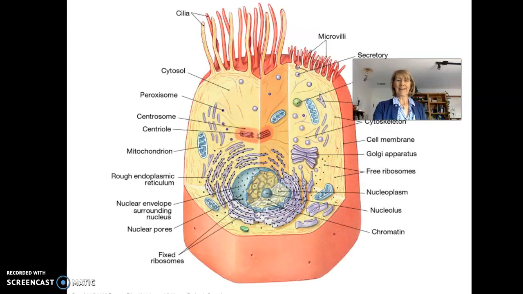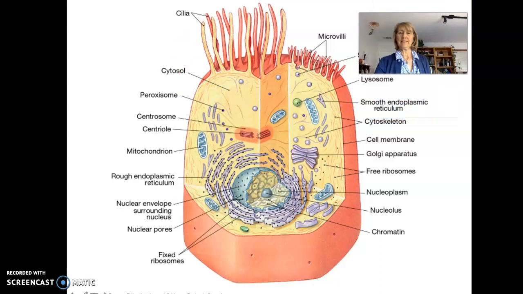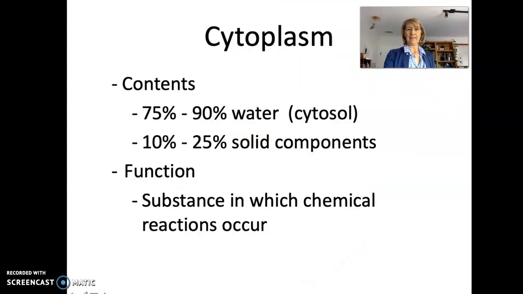So here's Joe's cell again with all its different little organelles that are not living on their own, because the cell level is what living is actually determined as. Okay, so the contents of that cytoplasm are mostly water, right? 75 to 90% water in the cytosol. And the rest are going to be those solid components. So what's the function? Well, really it's where all the chemical reactions are occurring. So it's just a fluid interior where chemistry is happening. That's how we're going to say it.